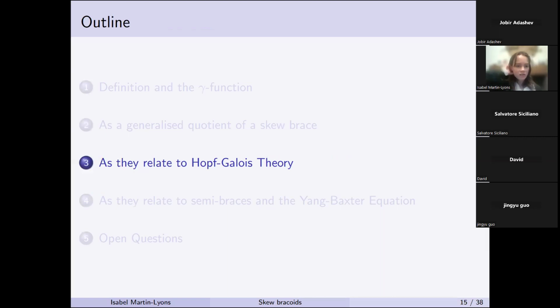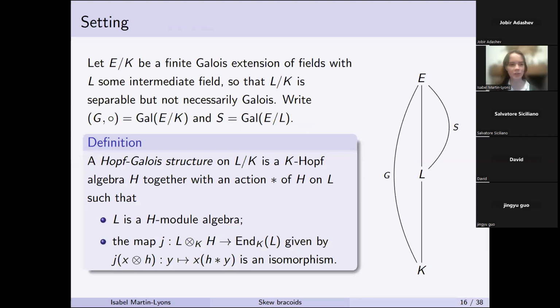Okay, so now we move on to Hopf-Galois theory, and to do that we need to explain what that is. So the setting is we have E over K, a finite Galois extension of fields, and L some intermediate field. This means, of course, that L over K is separable, but not necessarily Galois. We write G with circle for the Galois group of E over K, and S for the Galois group of E over L.